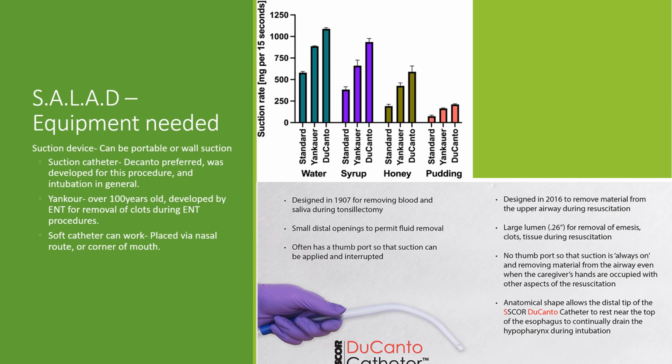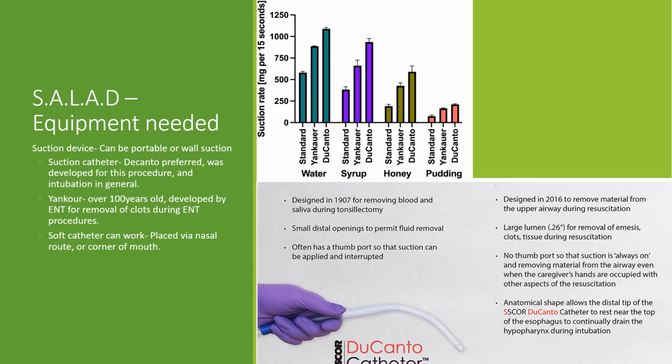I might have talked about this previously in class, but the Yankauer is initially from Dr. Yankauer, about 1908. It was developed by an ENT doctor, Dr. Yankauer, for removal of clots during ENT, so ear, nose, and throat procedures. It was not meant for gross decontamination of airways with a ton of different fluids in there. It's meant to pull out small little clots and other things in there.